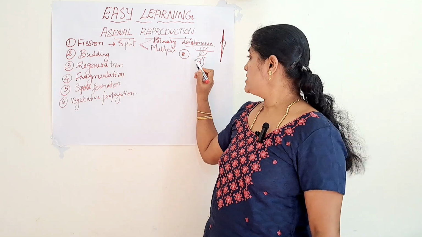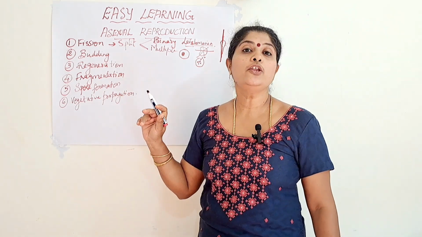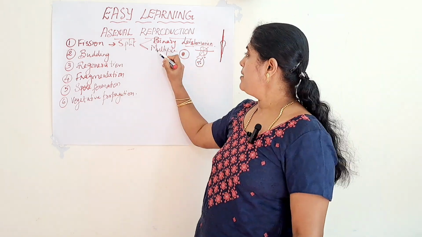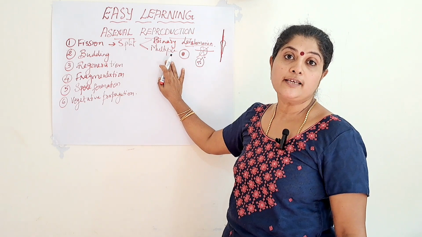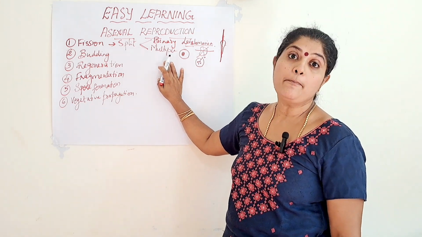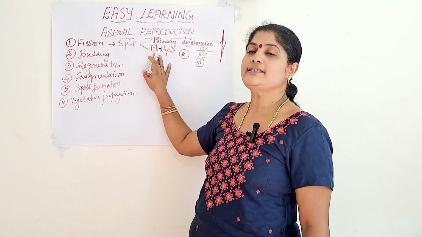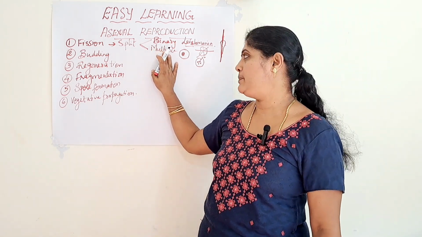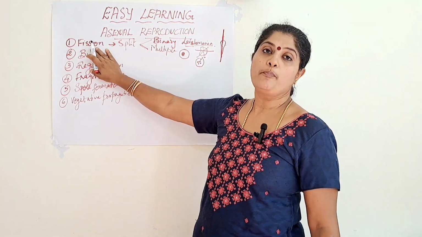This is how the single-celled parent organism gives rise to many new organisms by the process of multiple fission. A simple example for multiple fission is Plasmodium. It is the malarial parasite which causes the disease malaria. So, Plasmodium is the simple example for multiple fission. That is all you have to concentrate on under the topic fission.